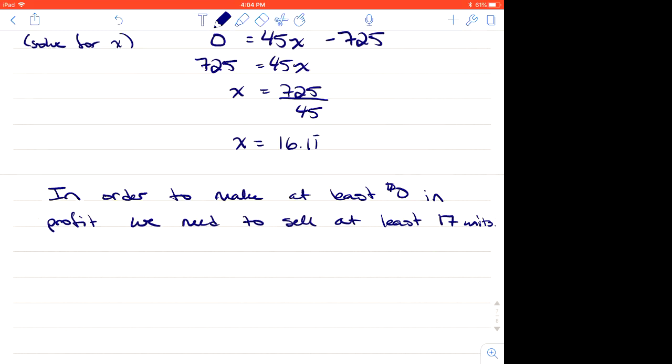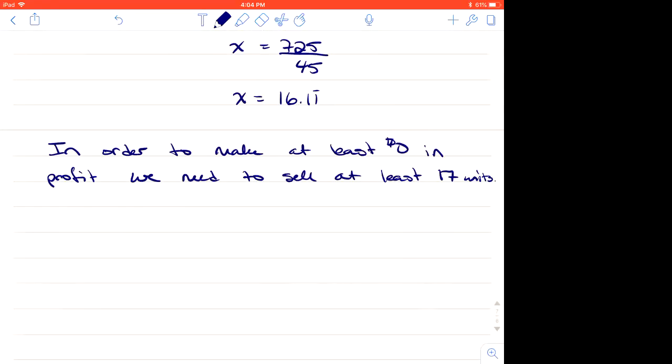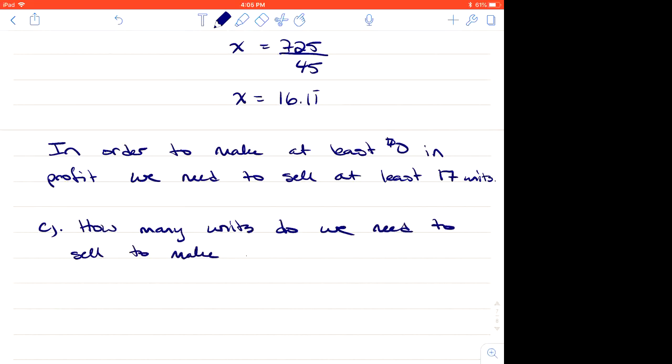How about same idea, but part C? How many units do we need to sell to make $1,000 in profit? So if you have some sort of goal in profits that you want to make in a year, you have to know how many units you have to sell. So how many units do we need to sell to make at least $1,000 in profit?